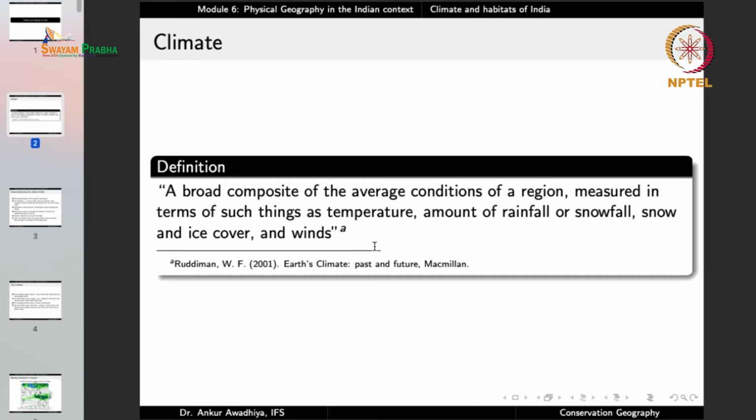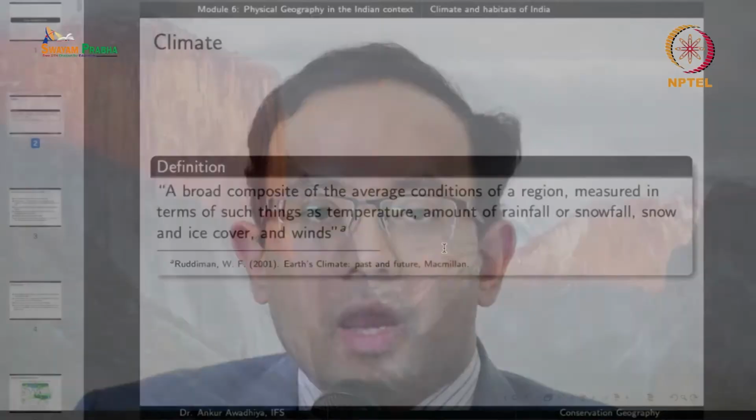So when we talk about the climate of India, we are asking what are the average conditions in India in different months? What is the temperature in different months? What is the amount of rainfall or snowfall in different months? What is the snow and ice cover in different months? What are the wind speeds and directions like in different months? And in this context, it is important to understand that the climate of India has got a lot to do with the location of India and with the geography of India.